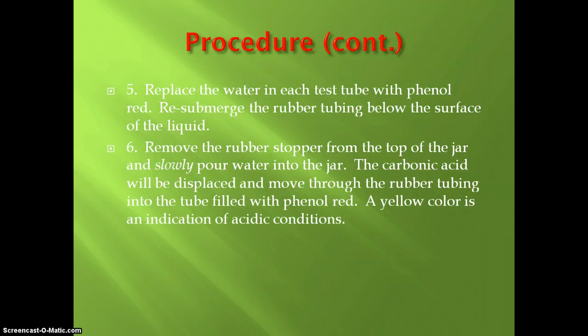Then, remove the rubber stopper from the top of the jar and slowly pour water into the jar. Carbonic acid will be displaced and move through the rubber tubing into the tube filled with phenol red. A yellow color is an indication of acidic conditions, namely the large amount of CO2 moving in.